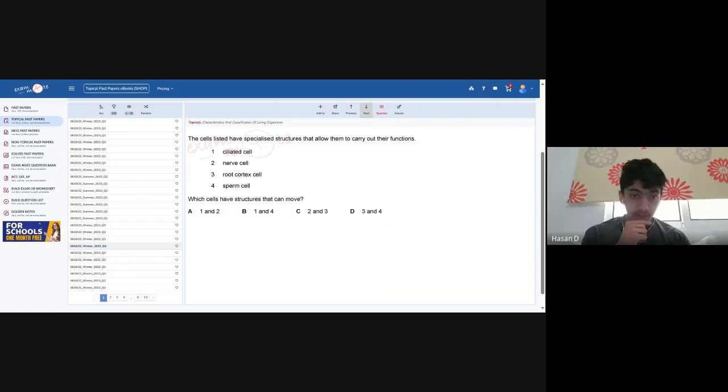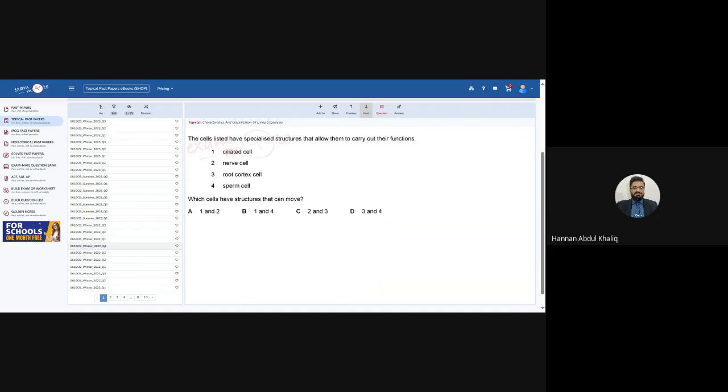The cell literature is like which cells have structures that help them move. So 2 and 4, but wait, the nerve cell extension is not flagella. Basically, the other part that can provide the option to move is the cilia. Okay, so it's 1 and 4.